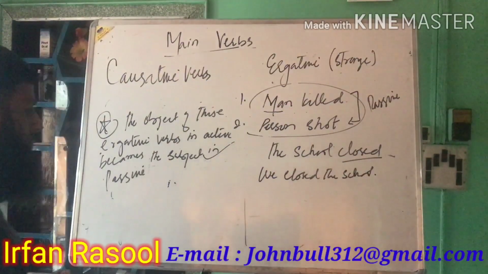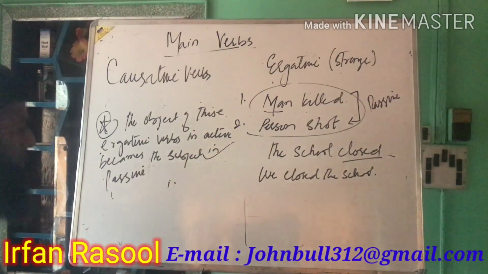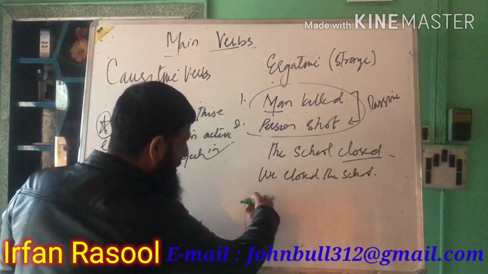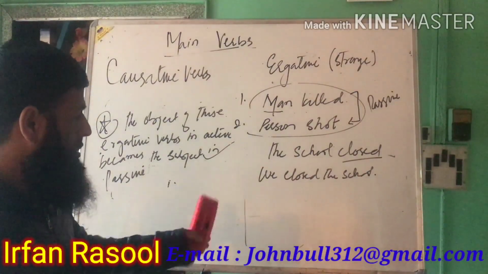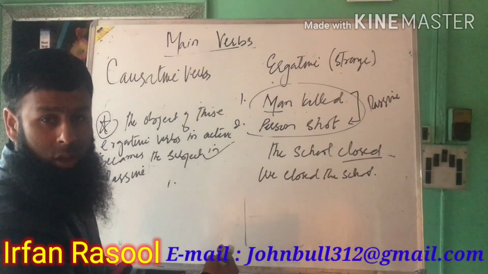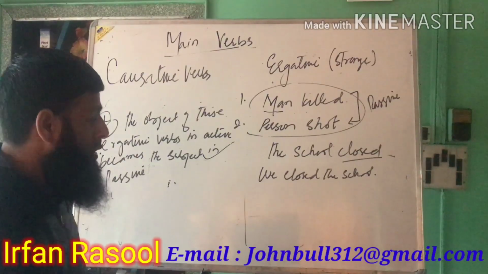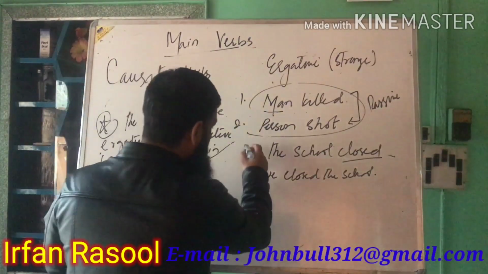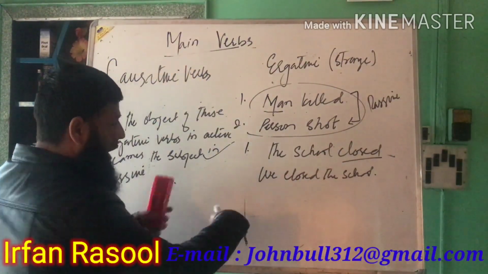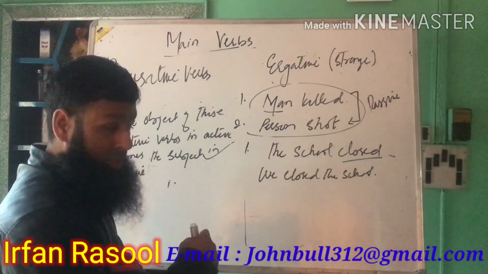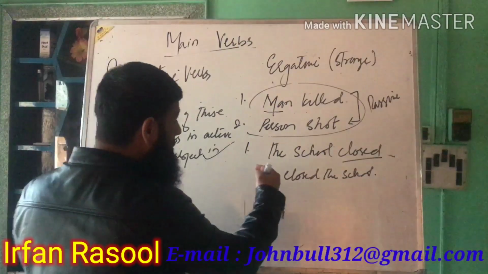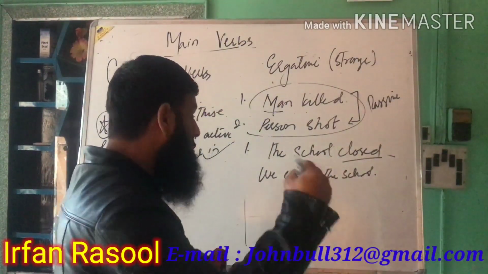See, both of these are active sentences. There's no passive rule anywhere. We can't see any passive rule. But this type of sentence, number one, is active, but it's taken as passive in meaning. Why? Because these are ergative verbs. It doesn't mean that the school is closing something. It means the school is closed.